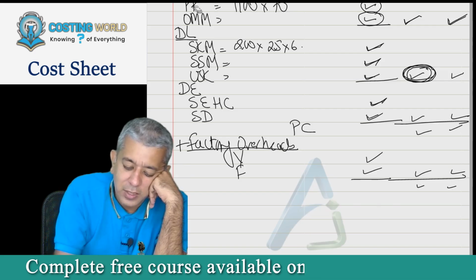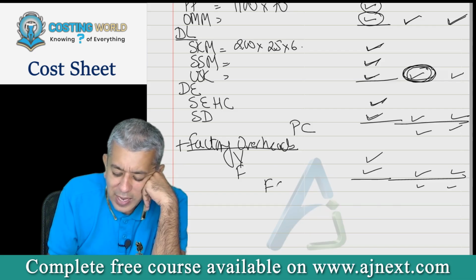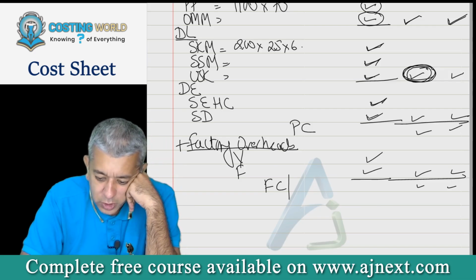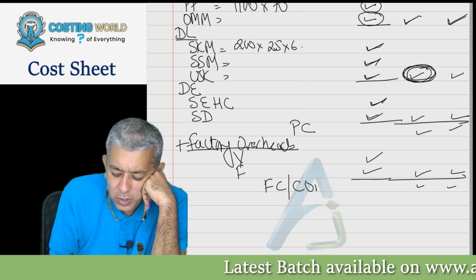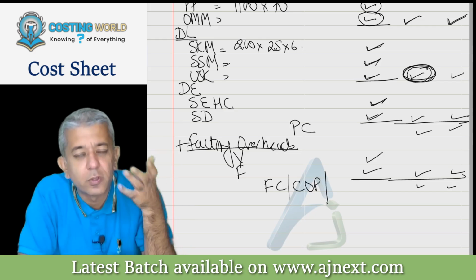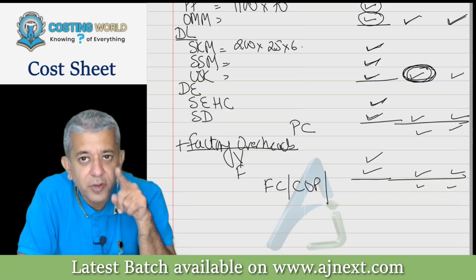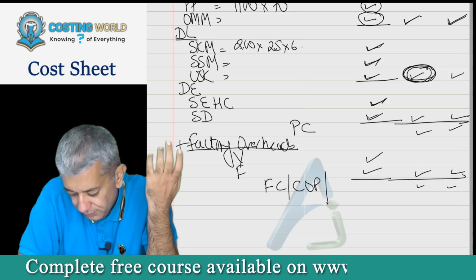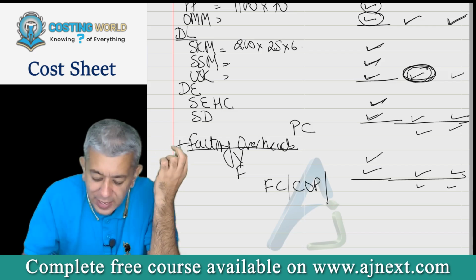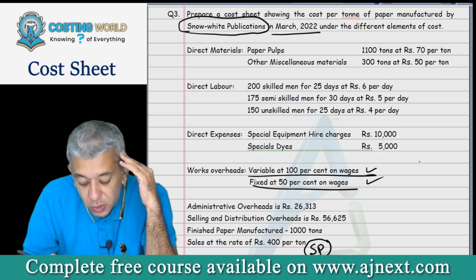Tell me one thing in this question. Are there any administration overheads related to production? No, sir. So therefore this will be your COP also. One other thing also. Is there any stock of finished goods in this problem? Finished paper manufacturing. Is there any stock of finished goods?